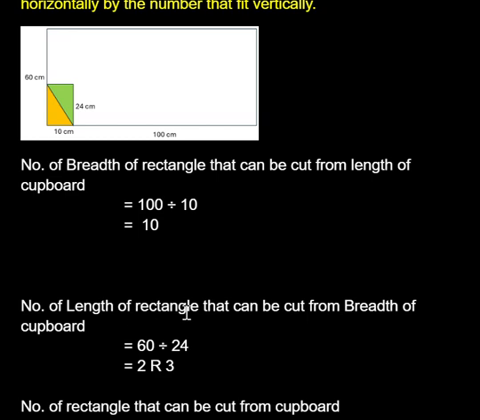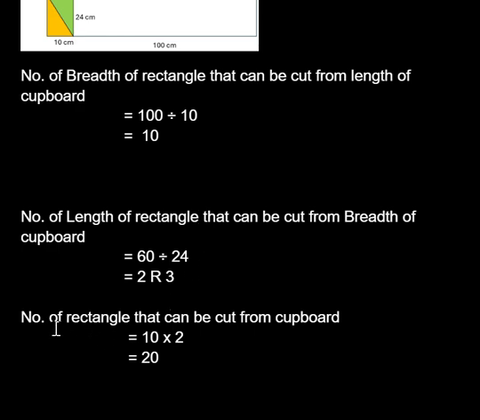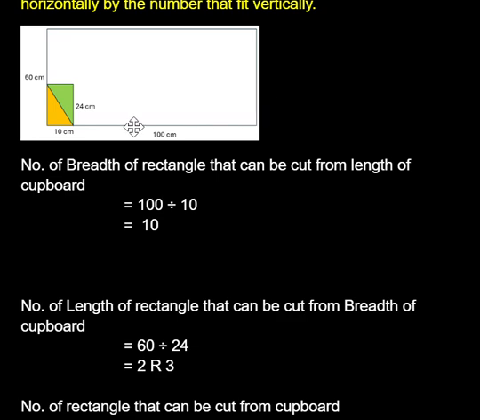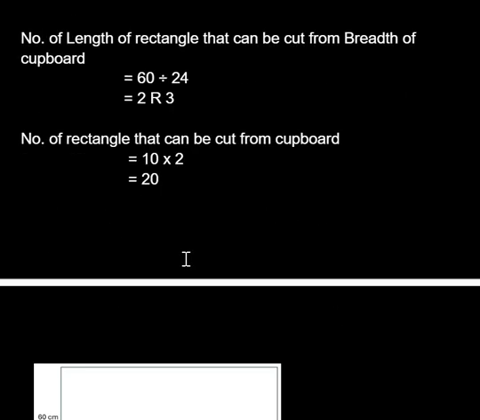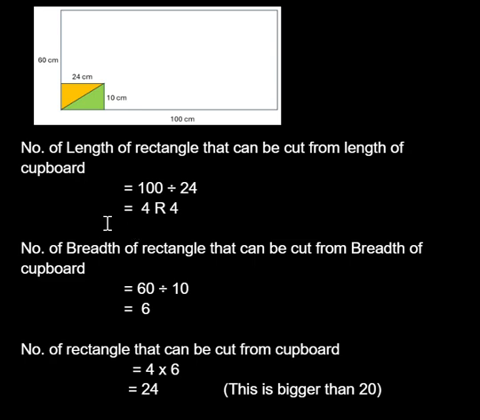Next is the number of lengths of the rectangle that can be cut from the breadth of the cardboard. So this is the length cut from the breadth of the cardboard. 60 centimeter divided by 24, we can cut 2 pieces, because the remaining is 12, you cannot use it. So the total number of rectangles that we can cut from the cardboard if you arrange this way is 10 multiplied by 2, which is 20. So we can cut 20 rectangles if we use this shape. Remember, this is only one of the possible solutions. Let's look at the other possible solution.